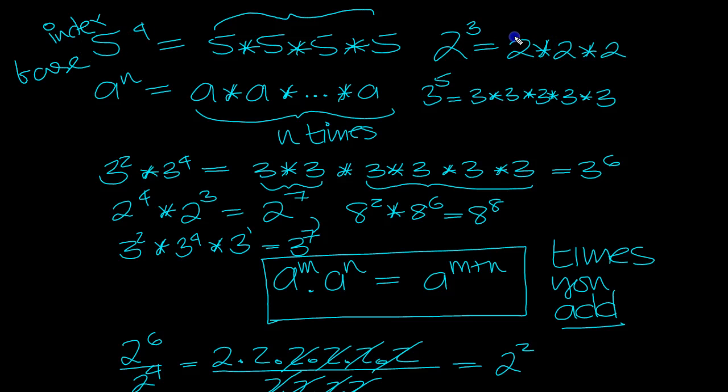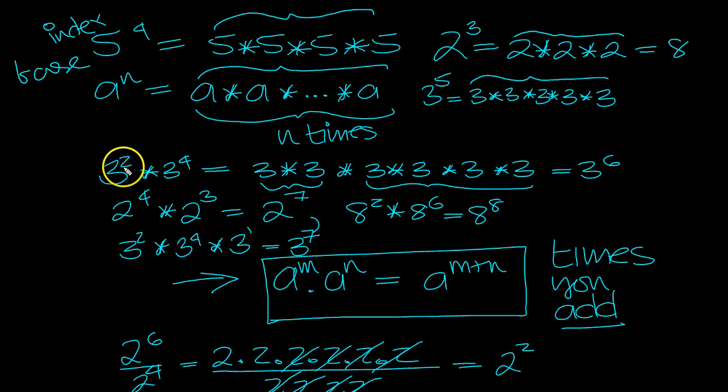So 2 cubed then would be 2 times itself 3 times. And we know that's going to be 8, for example. a to the n must be a times itself n times. 3 to the 5, 1, 2, 3, 4, 5, which is 243.